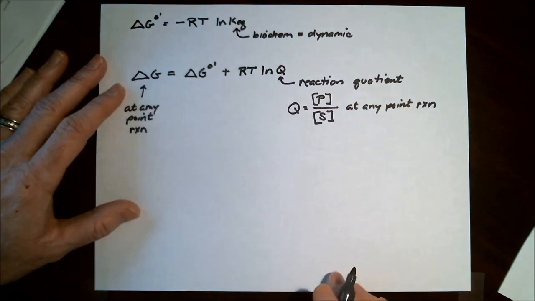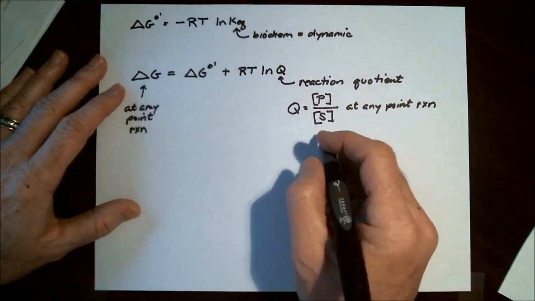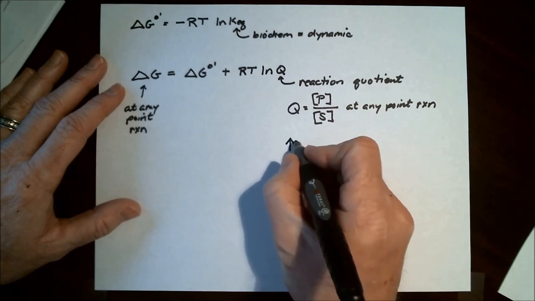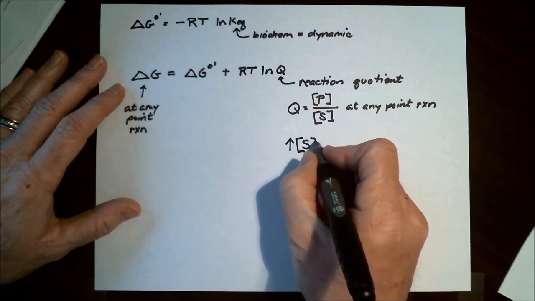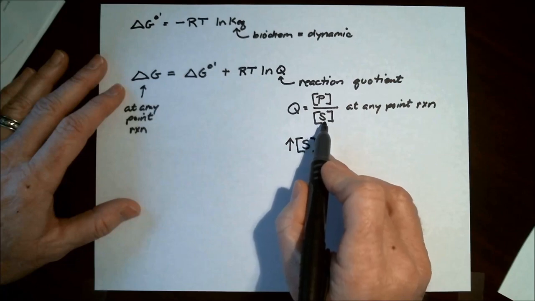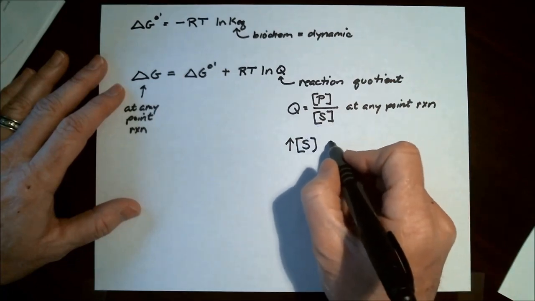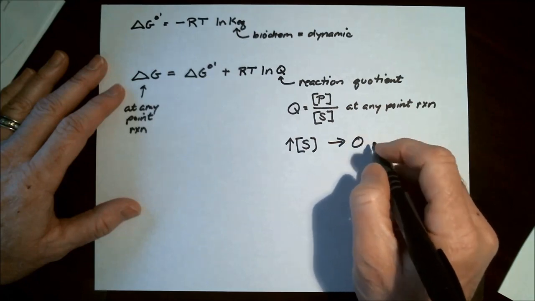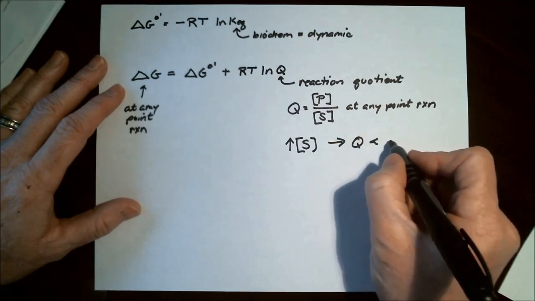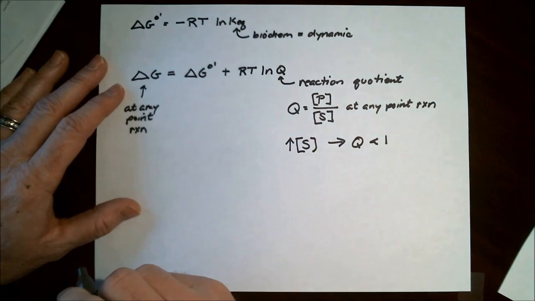So what does that mean? If we have a very large amount of substrate at one point in a reaction, that means that our Q, our reaction quotient, is going to be less than 1.